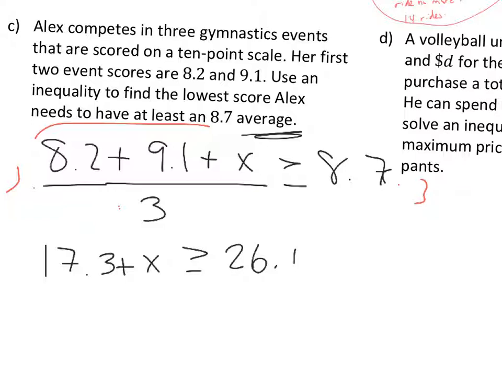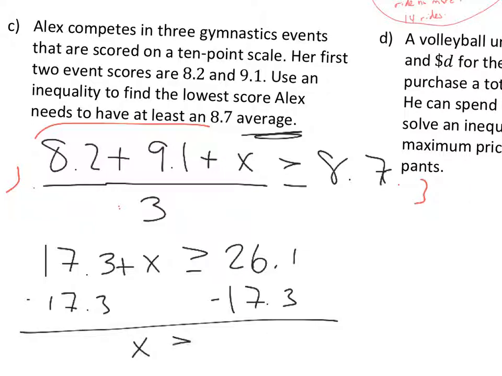Okay, so I've gotten rid of the most difficult piece, that fraction. Now I'm left with like a 7th grade problem here. X is being added to something, so we're going to do the inverse operation, or subtract 17.3 from both sides, which gets us x is greater than or equal to 8.8.